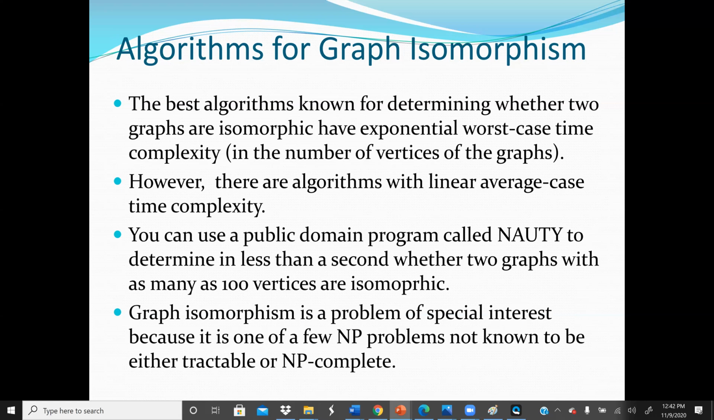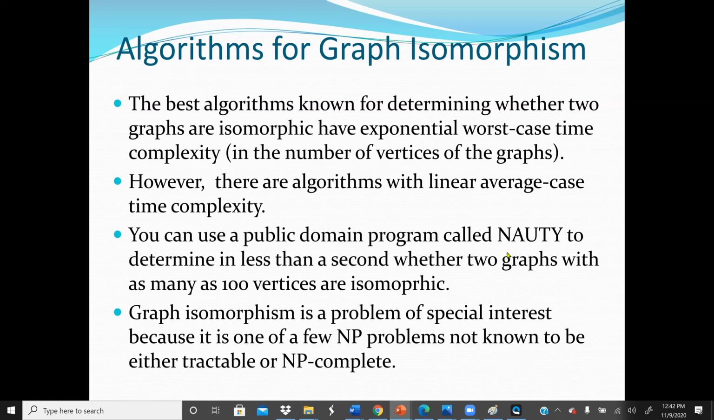But 2 to the power 3 goes to 8. Now we move from 4 to 8. Not only that, 2 to the power 4 is 16. So we can see that it's increasing exponentially. That's what we are explaining here. It's still the best algorithm, but it has exponential worst case time complexity. However, there are algorithms with linear average case time complexity. We can use the public domain program called NAUTY to determine in less than a second whether two graphs with as many as 100 vertices are isomorphic.